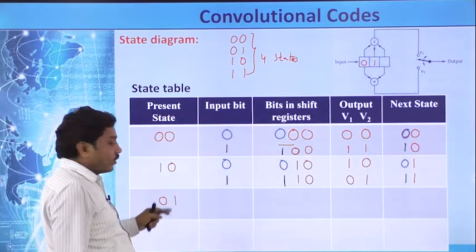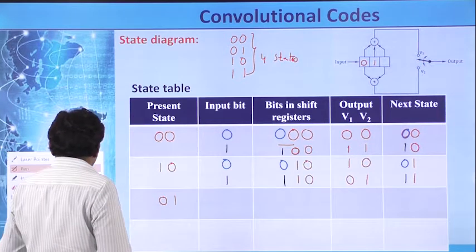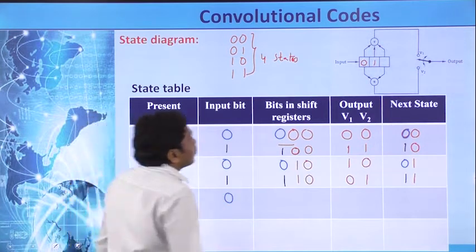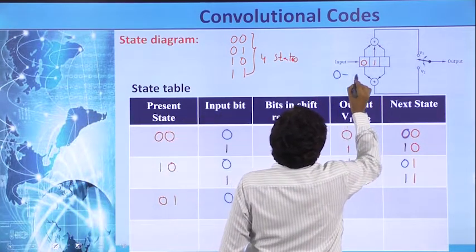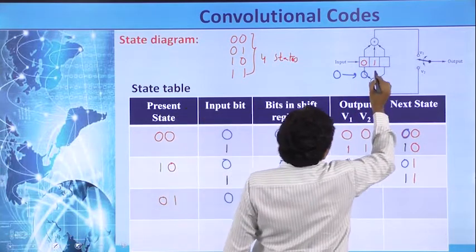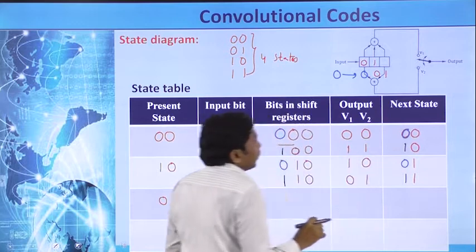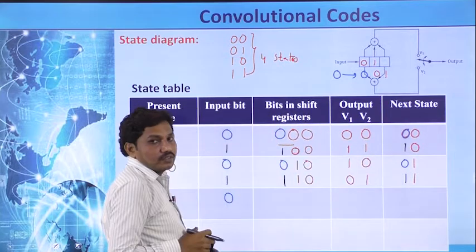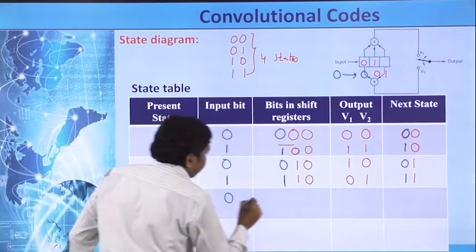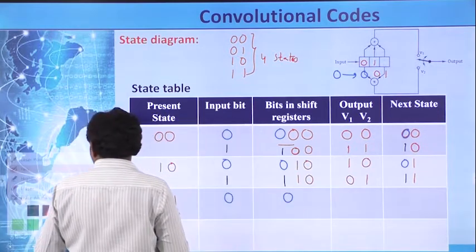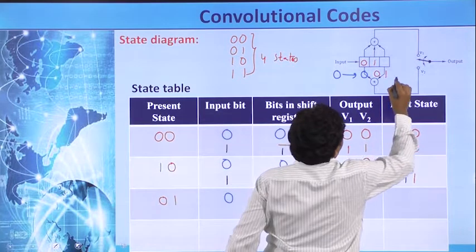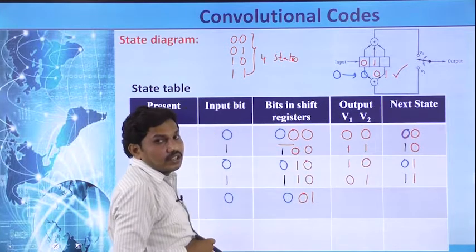Present state is 0, 1. When the input is applied as 0, so the input is I am applying 0, then this 0 comes to here. So this 0 comes to here, this one comes to here. That means one bit shifted to right side. So the bits in shift registers are 0, 0, 1.